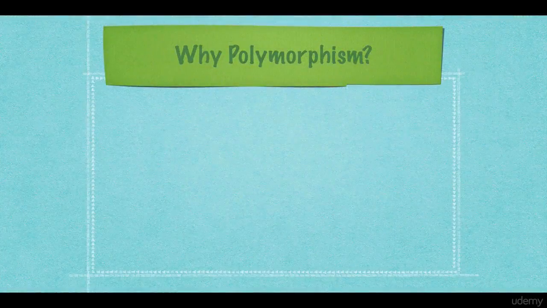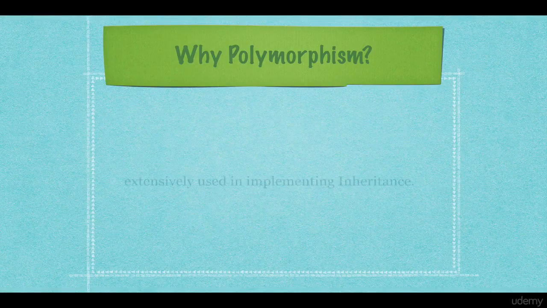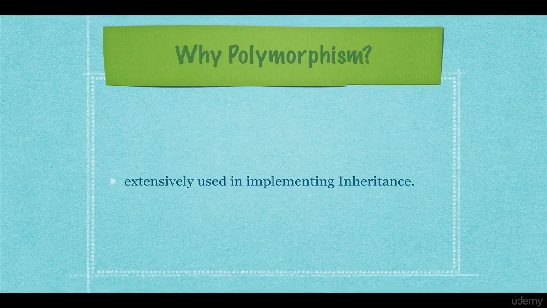So why polymorphism? Why do we have to learn polymorphism and implement it in our programs? First of all, polymorphism is extensively used in implementing inheritance. We are going to master inheritance later in this course. For now, just don't worry about inheritance. I just wanted to show you the benefits of using polymorphism in our programs.